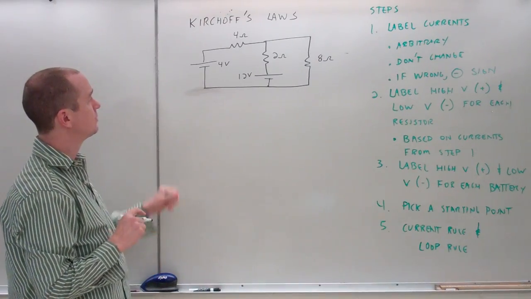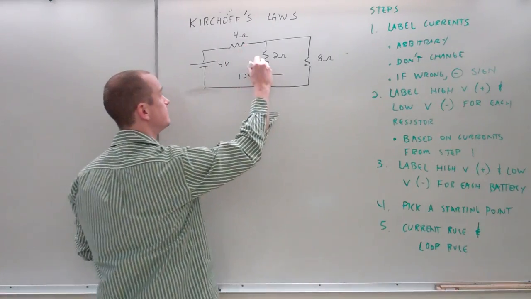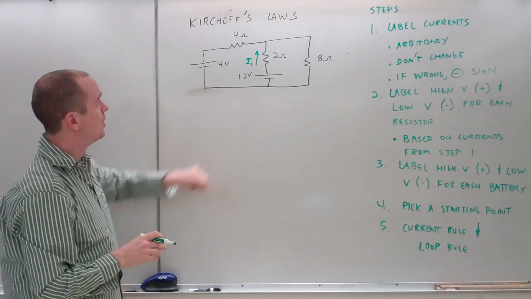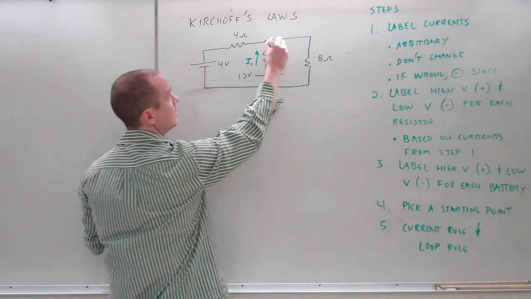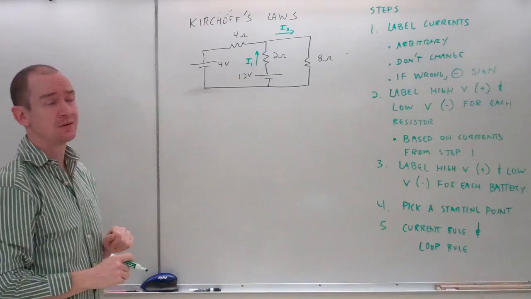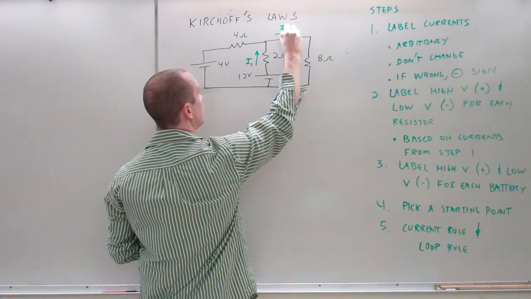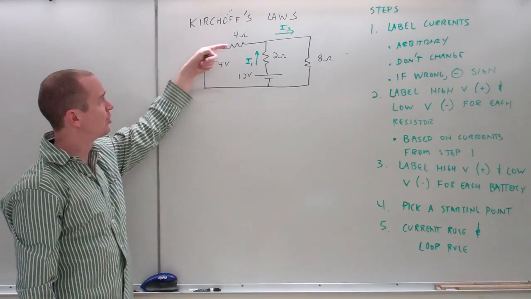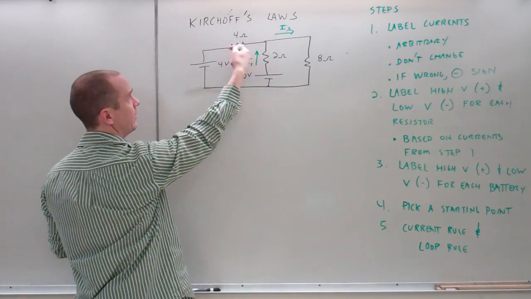If I were to label these currents, I'm pretty sure this battery is going to push the current this way. I'll call that I1. When the current gets to here, I have 2 options. Well, I think it's clear current is going to go that way. I'll label that I3. But what about this? This battery would tend to push the current this way. This battery would try to push the current that way.